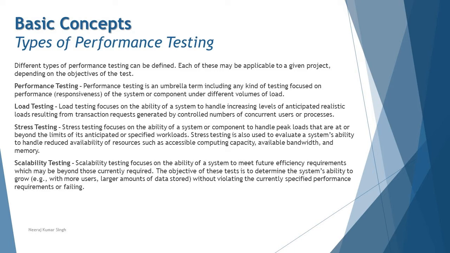Now these types of testing can definitely be elaborated further in a deeper dive. Once we understand the basics, we will look into that in the upcoming chapters. Here in this particular topic, we're just trying to define how different concepts of performance testing can be tested and called a type of performance testing. The different types of performance testing can be defined. Each of these may be applicable to a given project depending on the objectives of the test. That's where the objective makes a change in a particular performance test, determining which type it is when we conduct them.